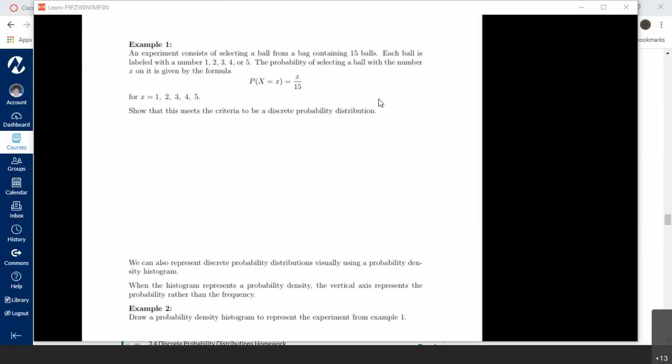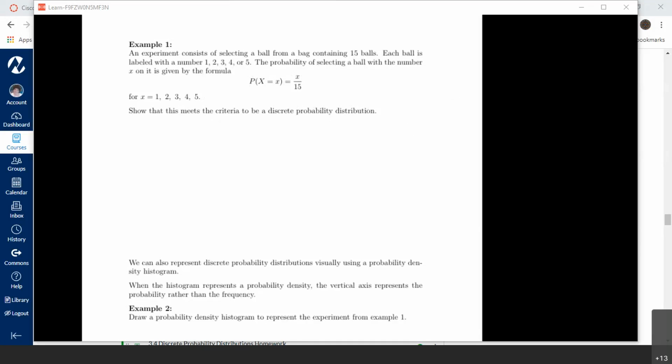Okay, X over 15, for X is 1, 2, 3, 4, and 5. So what this means is the higher the number on the ball, the more of them there are in the bag. Okay, so they say, let's show that this meets the criteria to be a discrete probability distribution.